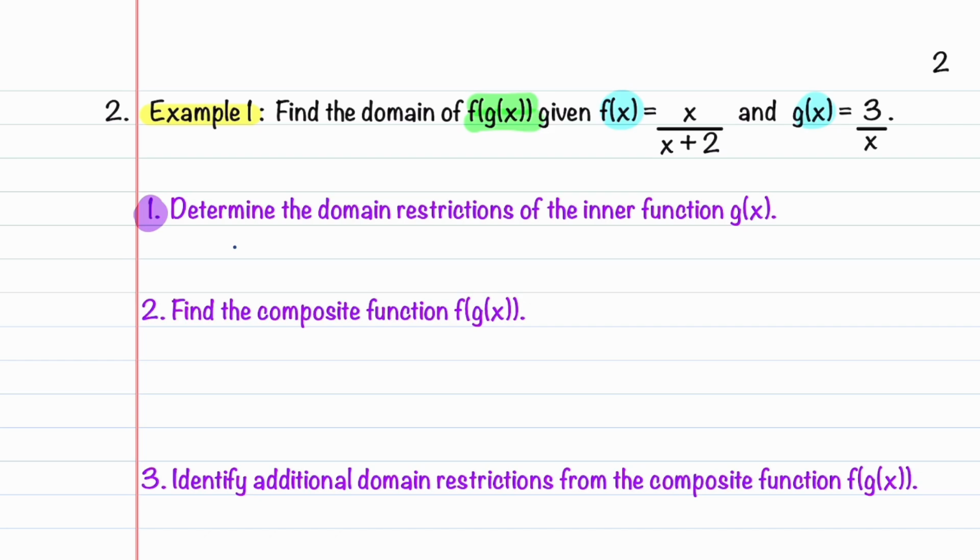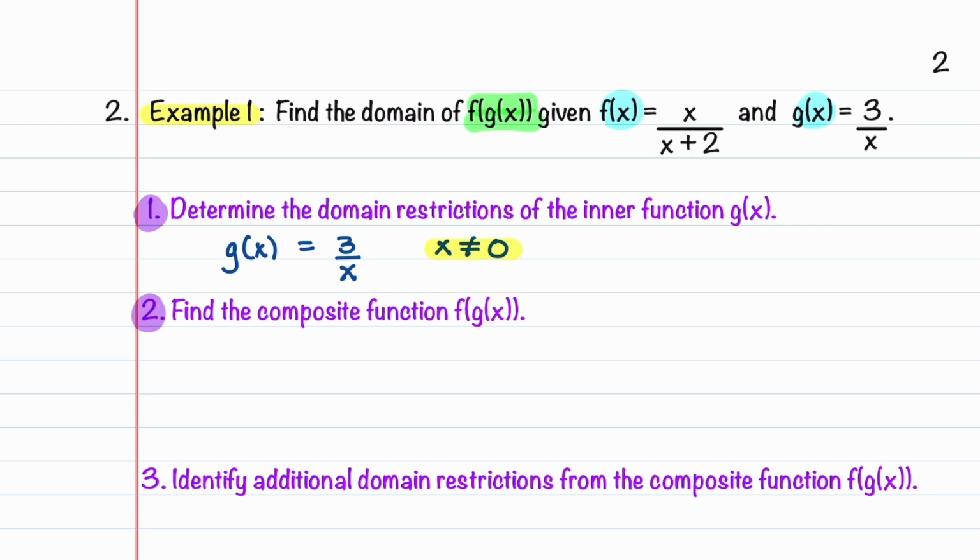Our inner function g of x is equal to 3 over x. When we look at this function, we notice that we have an x in the denominator. We can never have a denominator that's equal to 0, so this means that x cannot be equal to 0. The reason for this is 1 divided by 0 is undefined. Let's highlight this, put it in our pocket, and we'll come back to it.